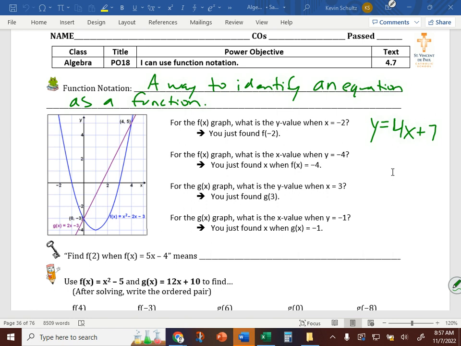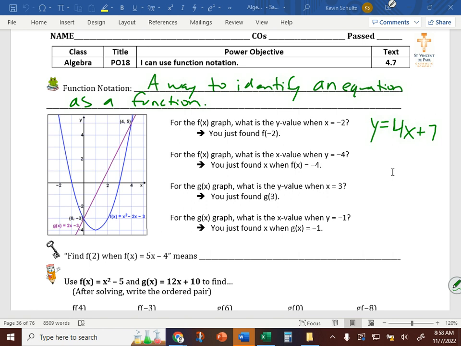It's also a way to kind of name and label multiple graphs on the same coordinate plane, right? I've got this, it doesn't show up in color on your page here, but I've got this blue parabola graph here. Its equation is f of x equals x squared minus 2x minus 3. Then I've got this purple one, this diagonal line coming down here. Its equation is g of x equals 2x minus 3.